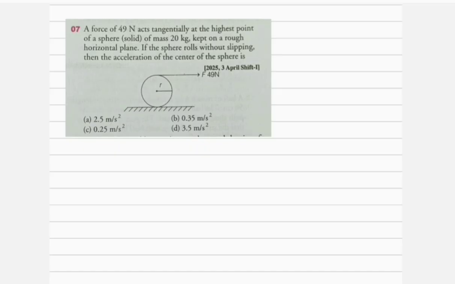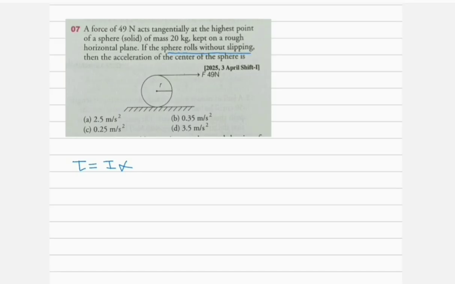This MCQ came in 3rd April shift 1 of the 2025 JEE Mains examination. Alright students, here I can start with the basic formula of torque in our rotational motion. Tau is equal to I alpha. Yes, you remember this? Tau I have used for torque, that is equal to I alpha. I is moment of inertia while alpha is angular acceleration. Now here it is clearly specified that the sphere rolls without slipping.